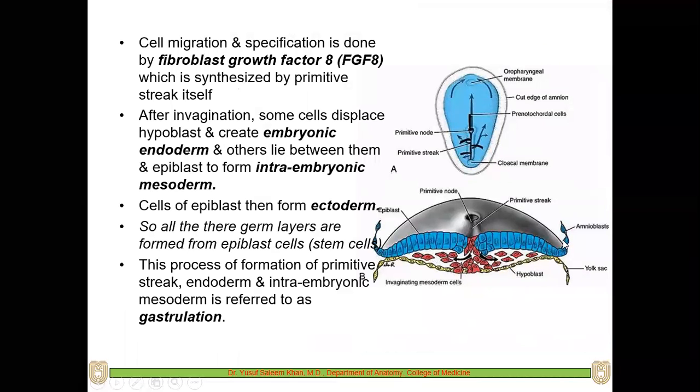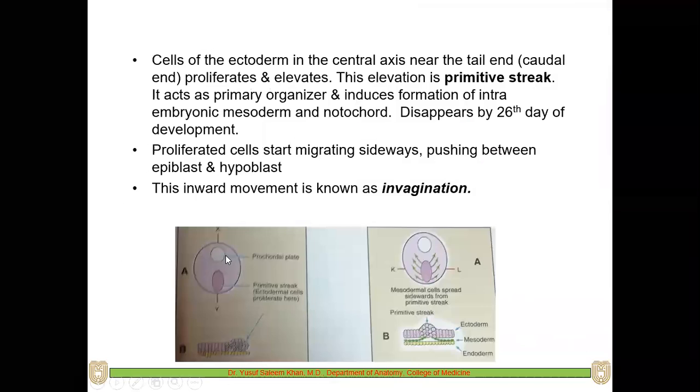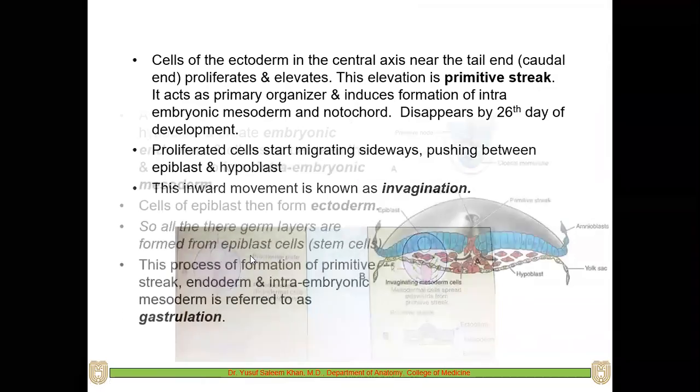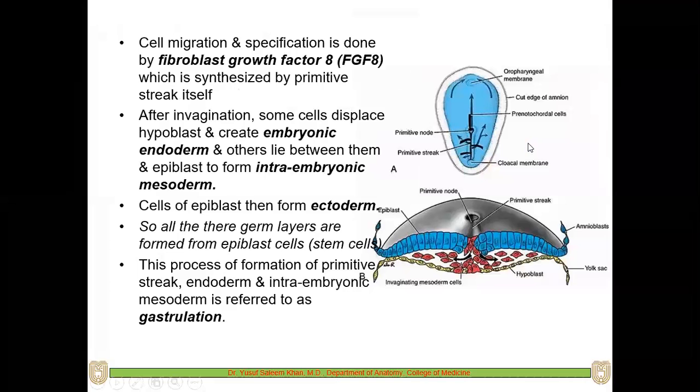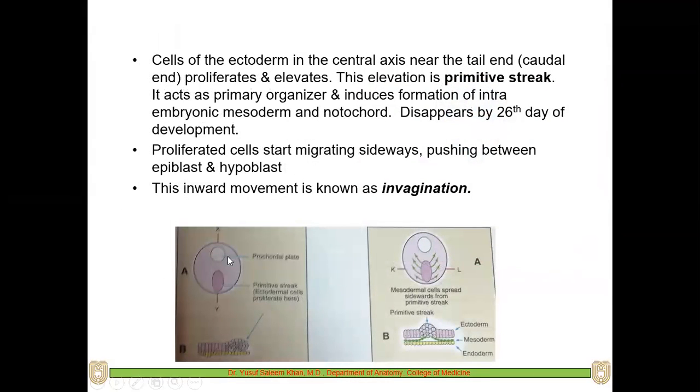It will spread everywhere except the procaudal plate. Here, this is the procaudal plate where the oral cavity is formed. So there it cannot enter because these cells here are totally adherent. Okay, so let me show you. If you see here, the epiblast and the hypoblast are totally adherent in the oral cavity, this procaudal plane. So there it cannot enter.